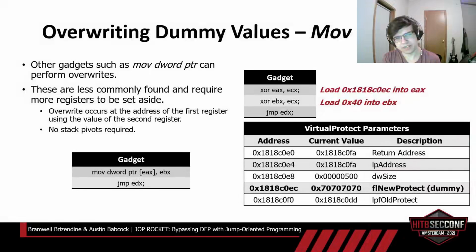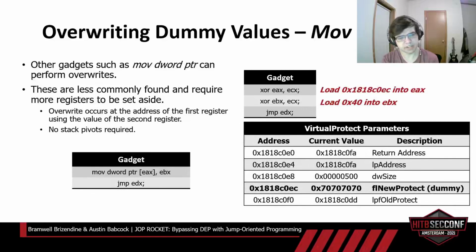So, moving on from push, we have another way to overwrite dummy values, which is with the move dword pointer gadget. These are less commonly found, and we can also use different types of gadgets. So, move dword pointer is one, but we can also use things like add dword pointer or subtract or things like that as well. But move is a pretty good one to demonstrate here. We are going to have to use 2 registers set aside for this gadget, which might be a bit of a problem with JOP sometimes because we have 2 already set aside for our control flow.